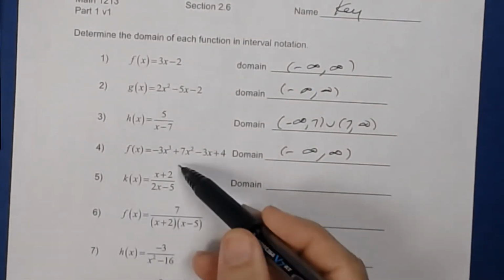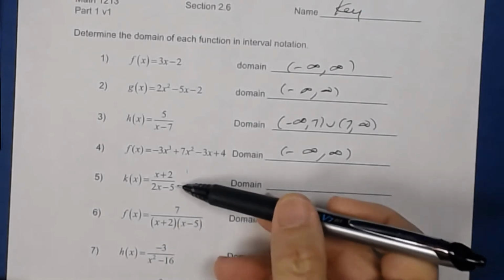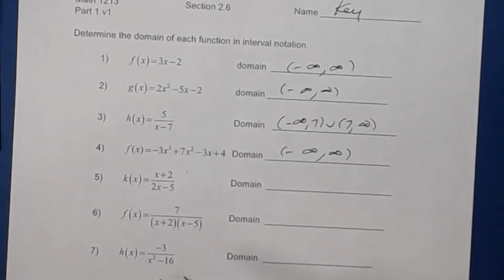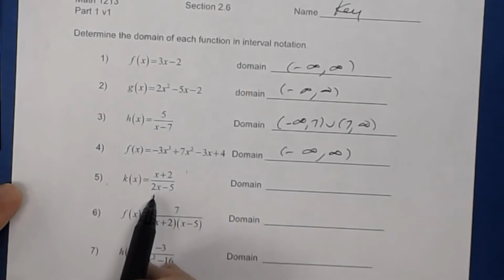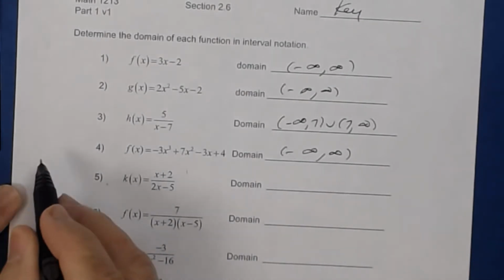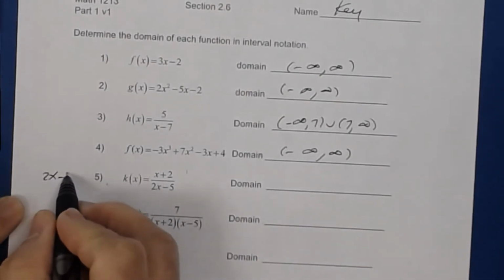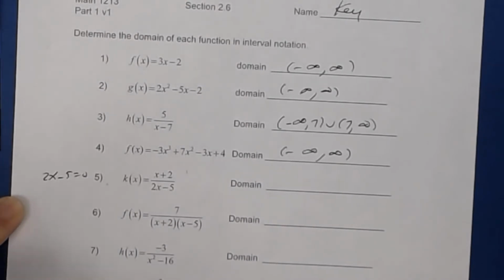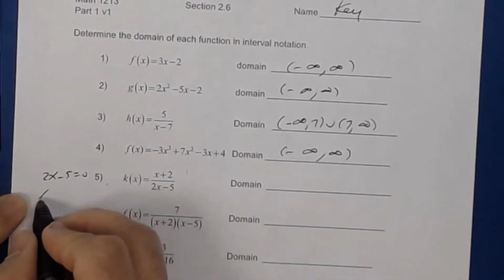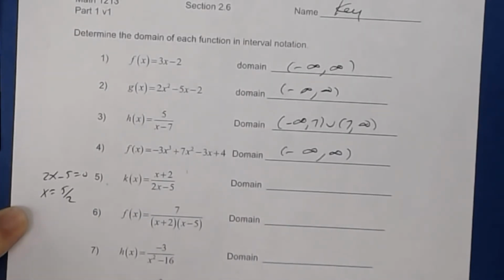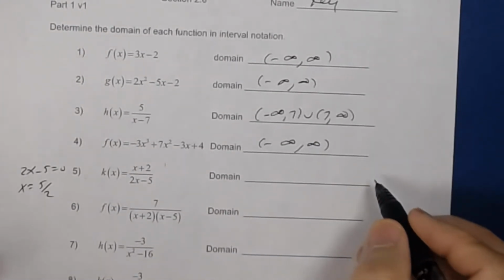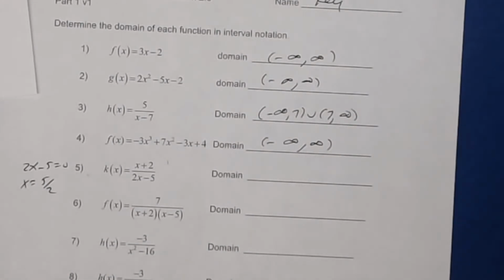All right, now number 5, all the rest here are rational functions. And so to find the domain of a rational function, you have to determine what value of x makes my denominator 0. So what I would do is I would take that denominator, and find out where it's equal to 0. And so notice this is a linear equation. So when I solve for x, I get x to be 5/2. Okay? And then what I would do at that point is, let me go ahead and use another sheet of paper.